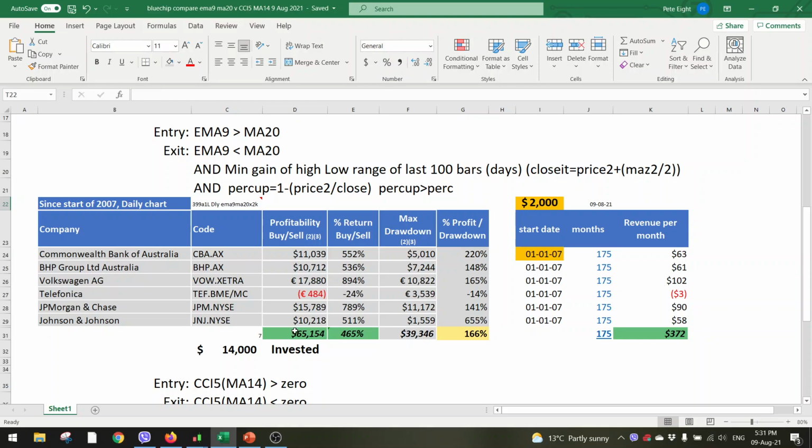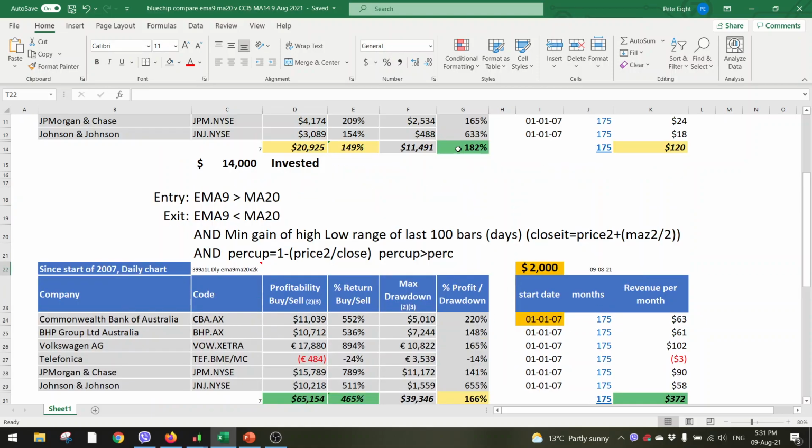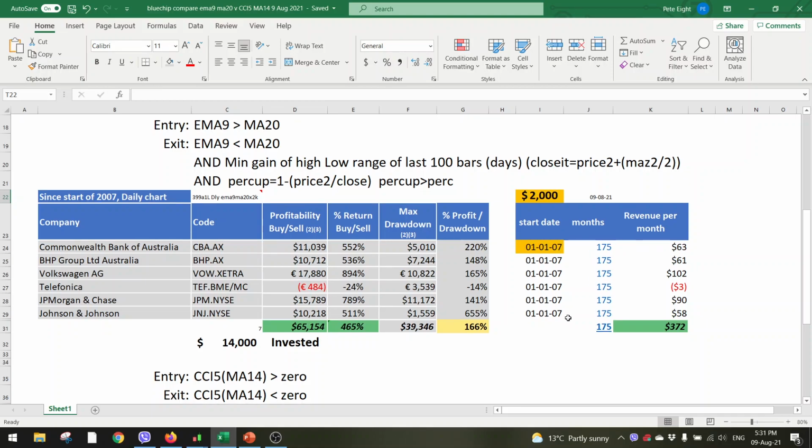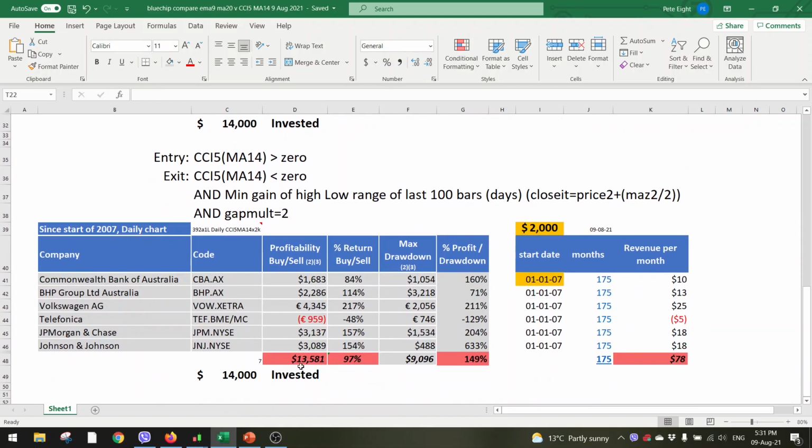That's generating more revenue but it's also got a higher drawdown. So the profit-to-drawdown percentage ratio is 166. You can see from our first strategy, it's 182, which is the higher the better. In other words, the higher the profit over the drawdown, the better. You can see that's only 166. And the last strategy down here is 13,000 over 9,000, so it's 149.